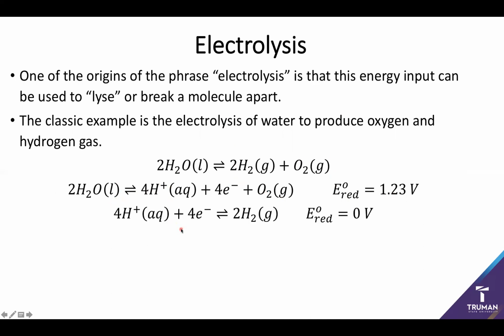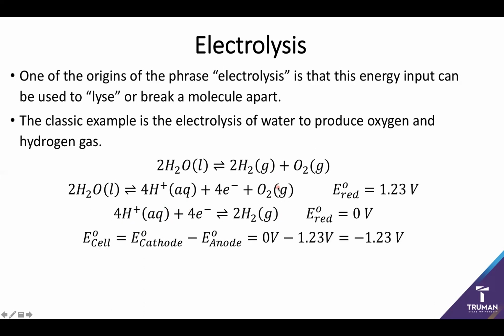On the other hand, we can then take those 4 protons and electrons we get from this first reaction and make it into hydrogen with a reduction potential of 0, because lo and behold, this is our standard hydrogen electrode. So this reaction is well known. Trying to oxidize water is a lot more difficult.